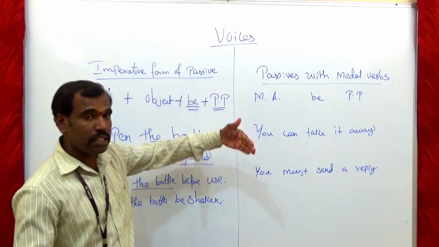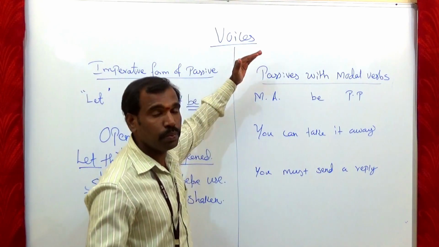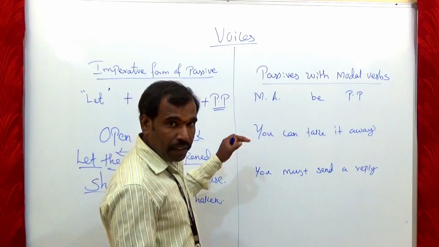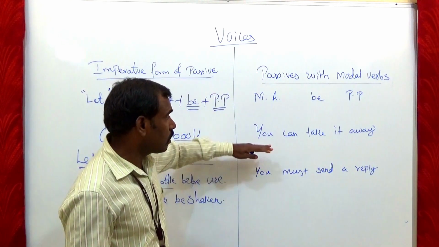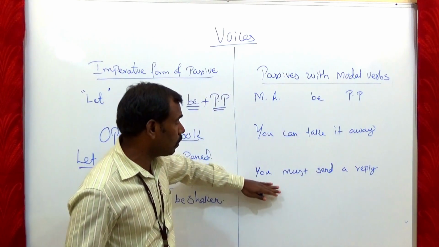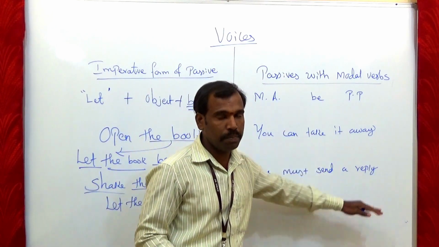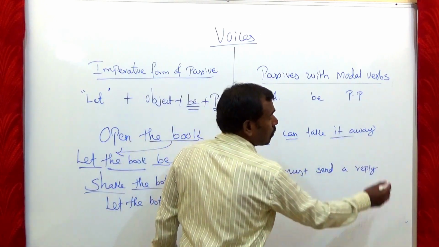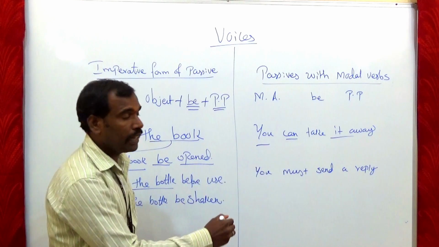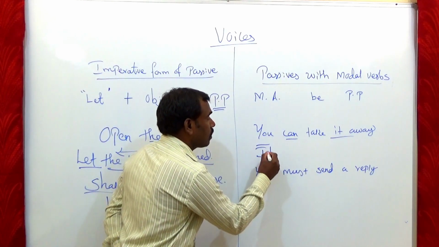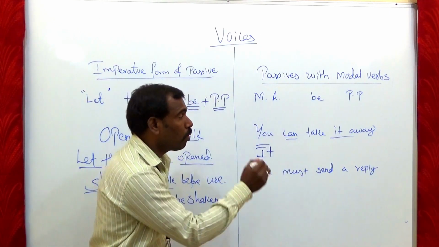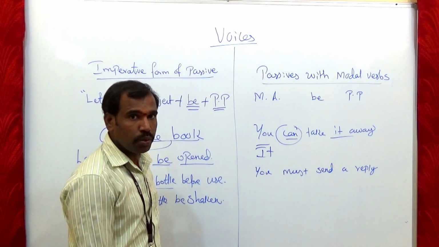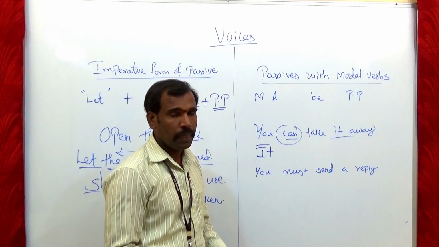And I move on to the next one. It is passives with modal auxiliaries, modal verbs. I have given two examples here. One is you can take it away, and the second one is you must send a reply. As we know, subject, verb and object, so we have to change again. It should be written first, followed by the modal auxiliary. Do you remember modal auxiliaries?